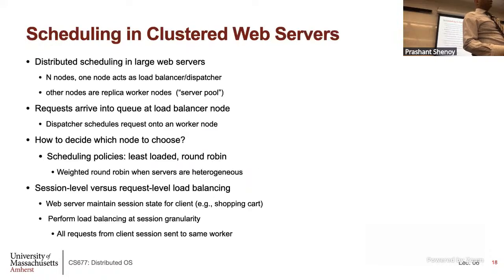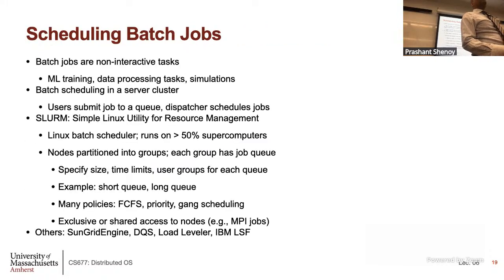Okay, so that is interactive. We'll talk about batch jobs. Same problem. Now our jobs are no longer HTTP requests, they're long-running computations. They're non-interactive jobs. Examples are a machine learning training job, a big data processing job, or a scientific simulation. They might take minutes, hours, some of them might take days. And you want to take these jobs and send them to a machine.